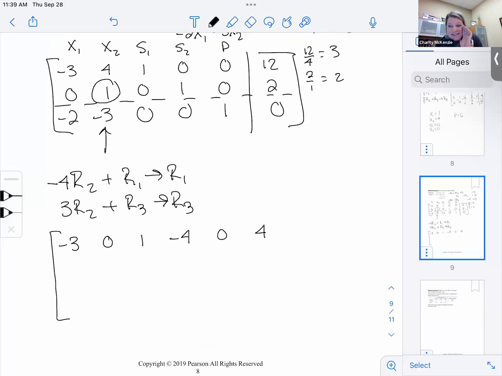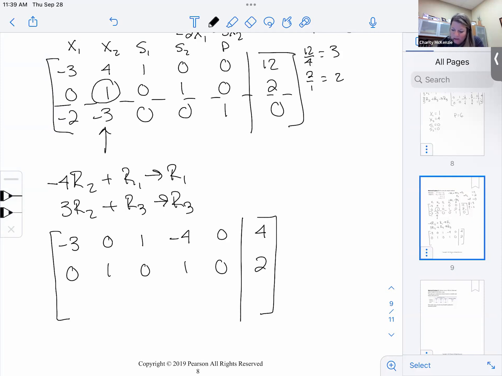I'm not so good at doing these in my head anymore. Some of you have way better number sense than me, which is totally fine. Okay, middle row stays the same. I don't know why my ability to do math in my head has gone down more and more, but it has.